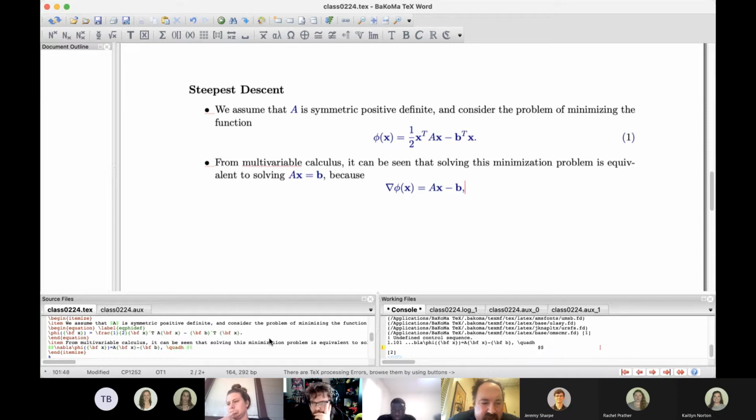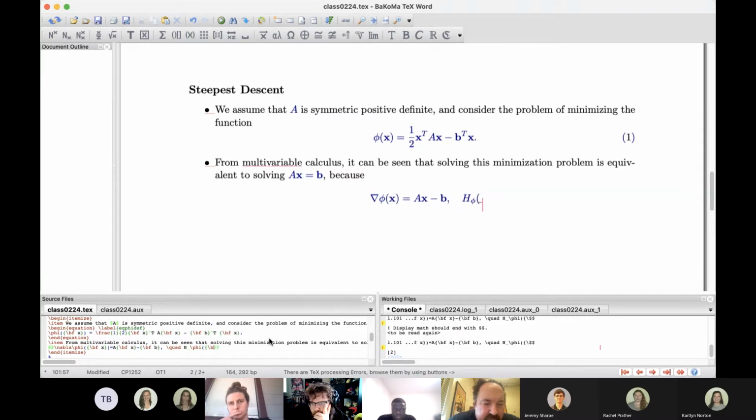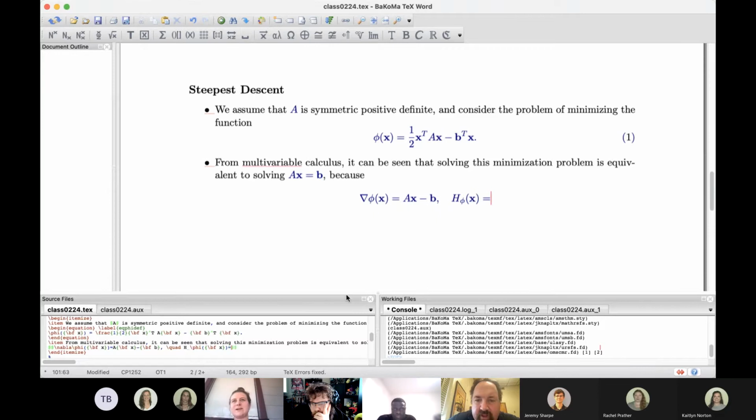And the Hessian, the matrix of second partial derivatives of phi. Basically you're taking the derivative of this, and this will just give you A. Now you can see where this comes from. If you think of this as the case n equals 1, so x is just a number, this is 1/2 ax squared minus bx. When you take a derivative of that with respect to x, you get ax minus b. Take a derivative of this with respect to x, and you get a.